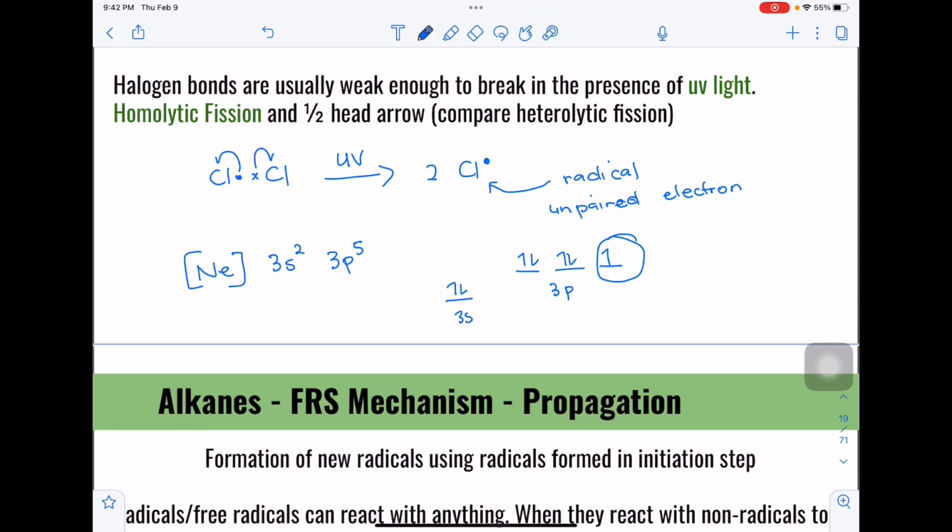In this case, a chlorine radical. This kind of breaking down, we're breaking down a bond here. Because we're taking electrons and separating them, we call this homolytic fission. We are taking one electron from the bond and putting it on one side, and the other one putting it on the other side.